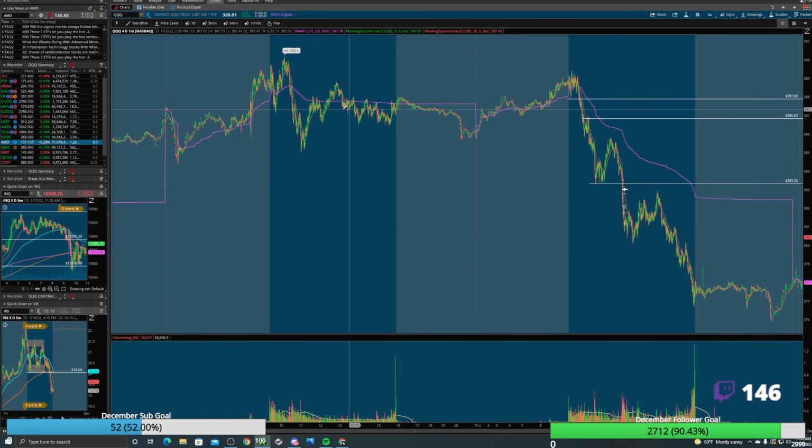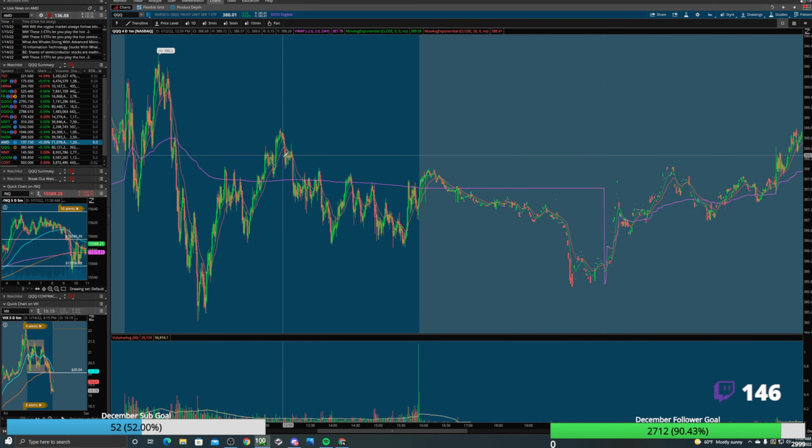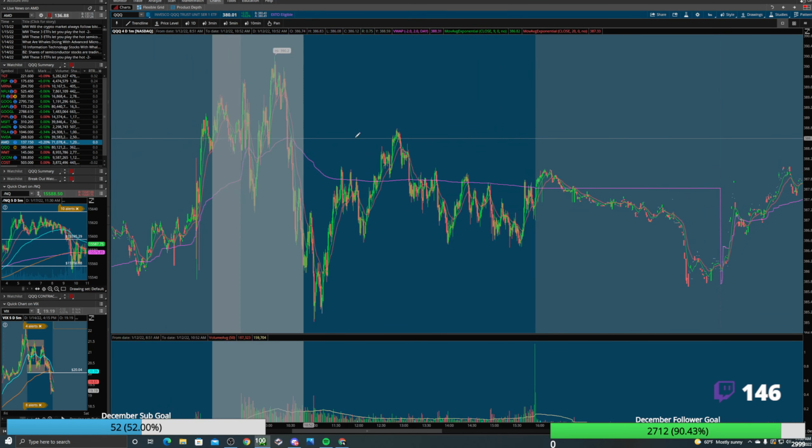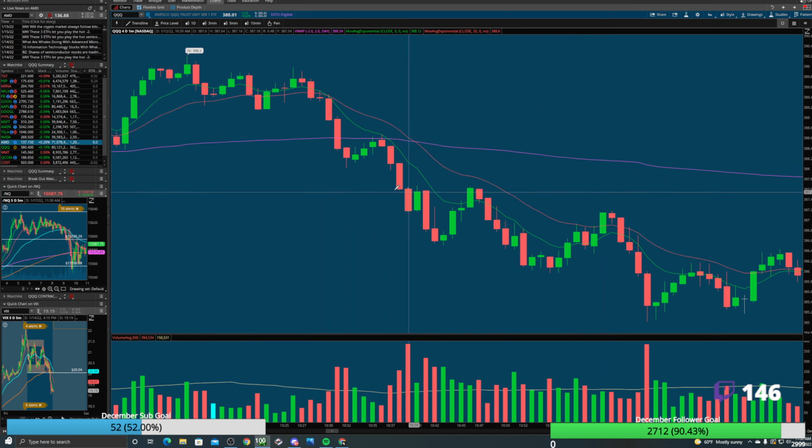So like here, right? You break down, you base, right? Comes back up, it's still being used, right? This was once support, and then it flipped to being resistance on the downside. Now, this is a very clean break and base setup right here.